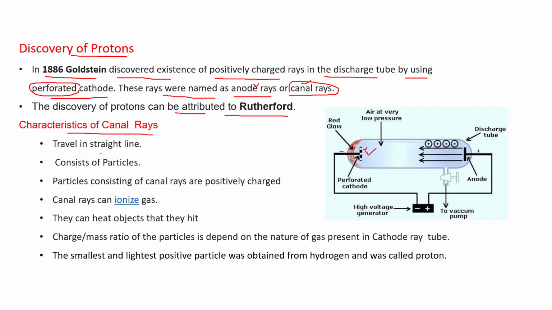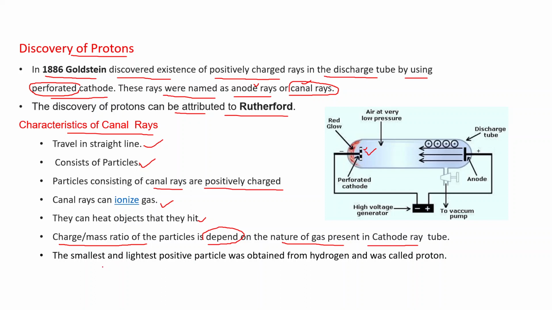Characteristics of canal rays. Travel in straight line. Consist of particles. Particles consisting of canal rays are positively charged. If we apply the electric field, these rays deviate toward the negative plate. It indicates that these particles consisting canal rays are positively charged. Canal rays can ionize gas. They can heat objects that they hit. But charge to mass ratio of the particles depends on the nature of gas present in cathode ray tube.